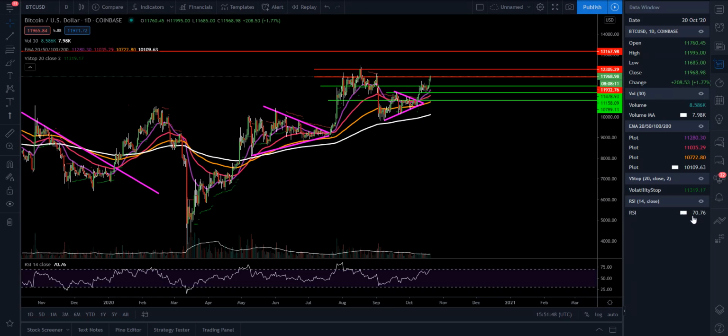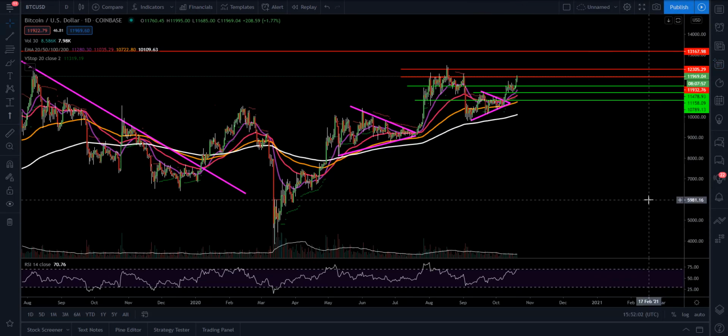You can also see it shows your RSI, shows you the open was at 11,760, the high 11,995, then the low 11,685. Then we're going to wait to see where that closes. We've had a change of about $208 today. So I want to point that out. Hopefully we'll get into some altcoins tomorrow, or if they start to move a little bit.